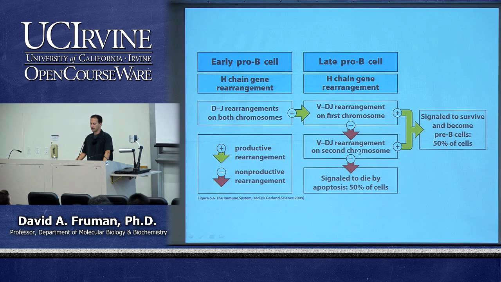If either the first or the second chromosome has a productive rearrangement, the cell receives a survival signal. But if you fail both times, the cell will die by apoptosis, which is the default pathway. Overall, I won't go through the math, but about 50% of late pro-B cells generate a productive heavy chain rearrangement and go on and survive, and about 50% will die. Now, it says in the notes that you can't do a further rearrangement if they don't work because you've lost the RSS sequences upstream of the D segment here. What that means will become apparent later when we talk about VJ segment rearrangements in the light chain.